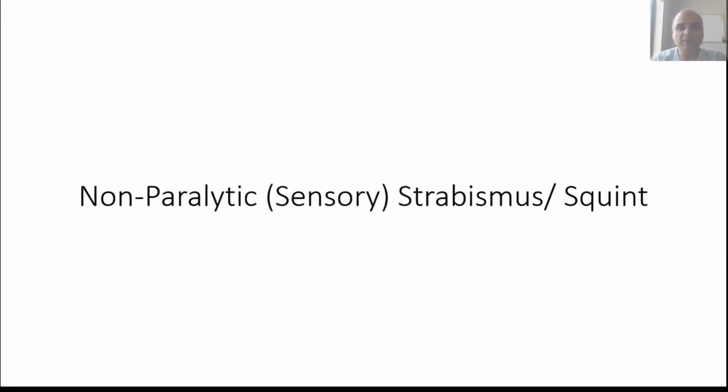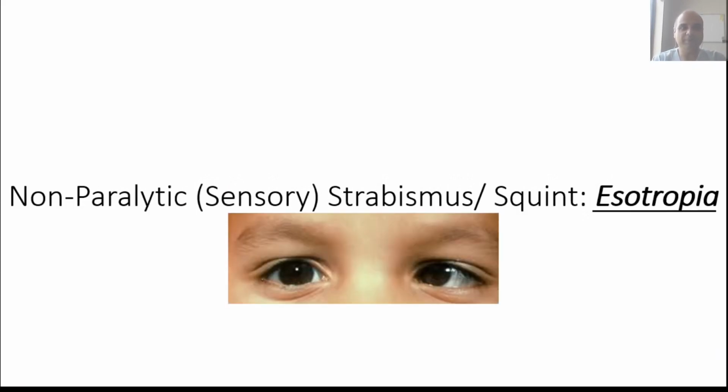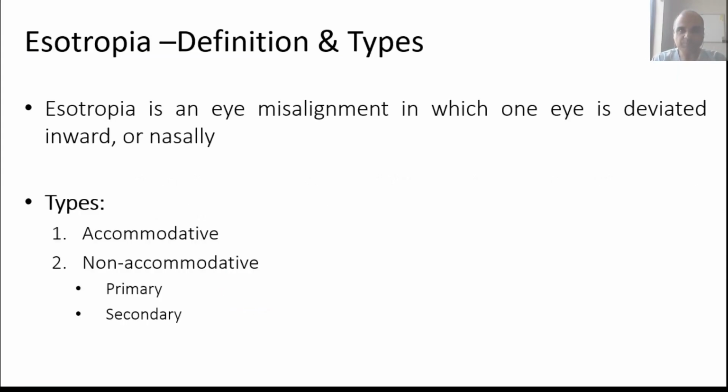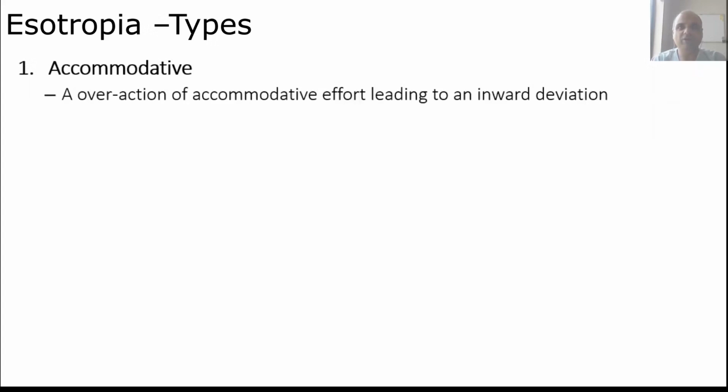So we'll talk about non-paralytic or sensory strabismus or squint first, and we'll handle esotropia, which is the more common of the two deviations that we will discuss. And esotropia is a misalignment of the eyes in which one eye is deviated inwards or nasally. It is of two types, accommodative and non-accommodative. Non-accommodative is further classified into a primary and a secondary type. And accommodative esotropia is one in which, as the name suggests, there is overaction of accommodative effort.